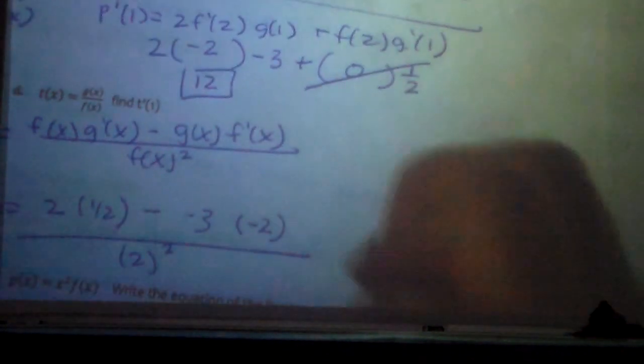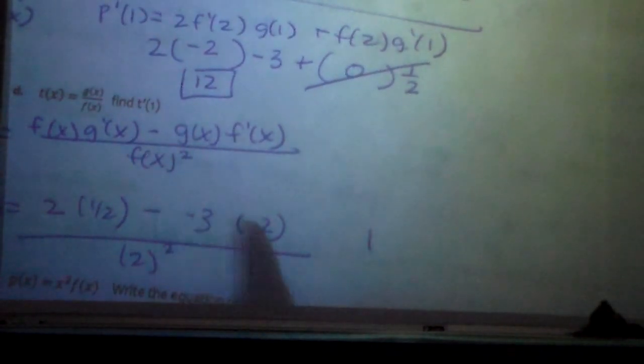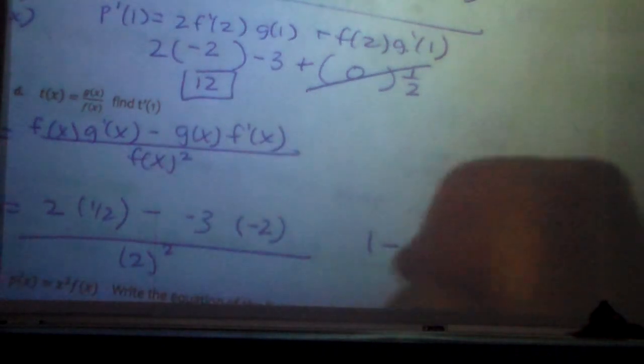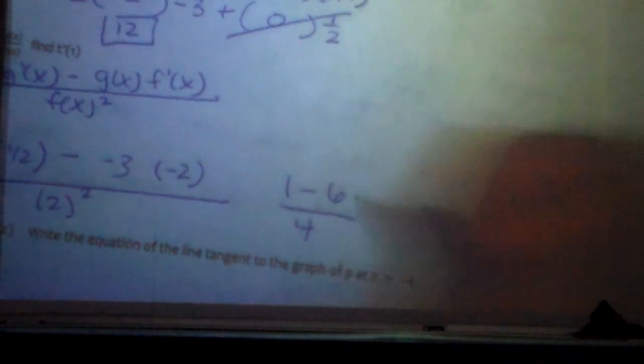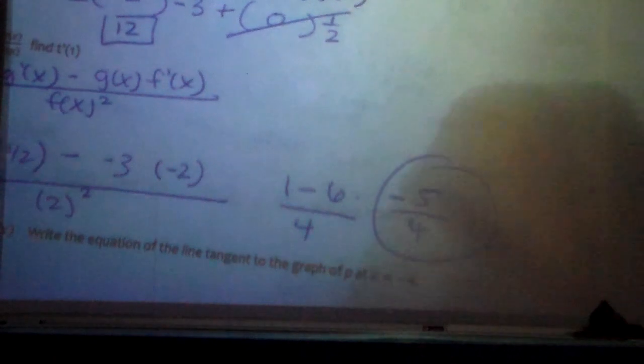2 times 1/2 is 1. And then negative, negative, negative is still a negative, and this is 6 over 4. 1 minus 6 is negative 5 over 4. There's your slope.